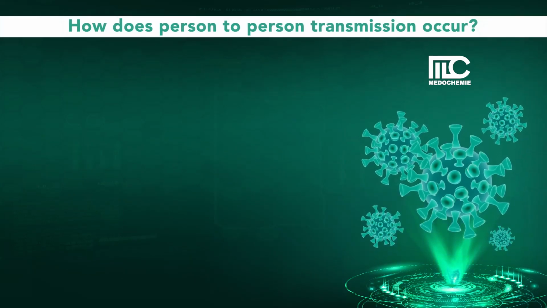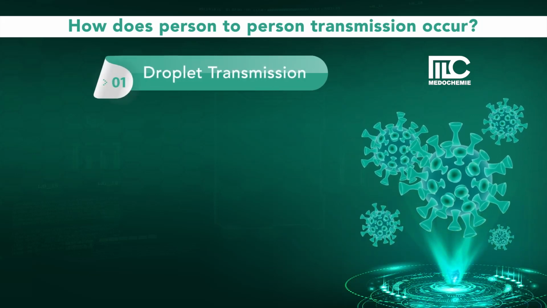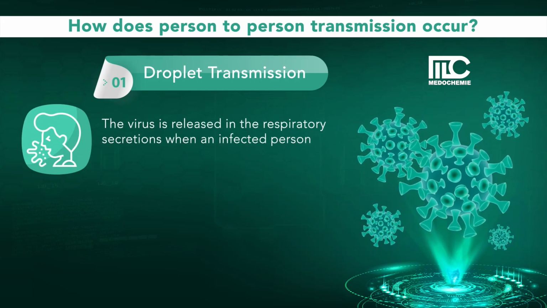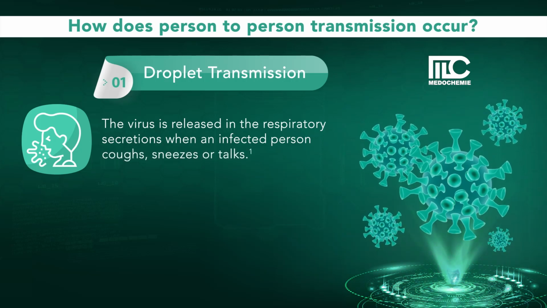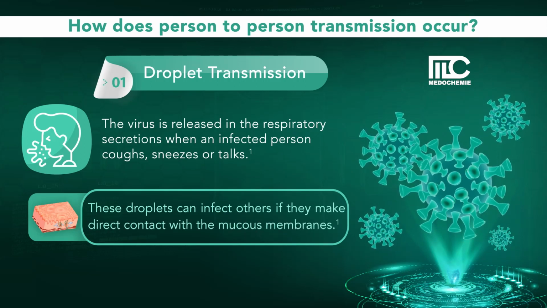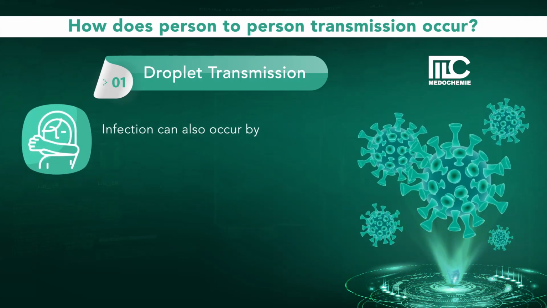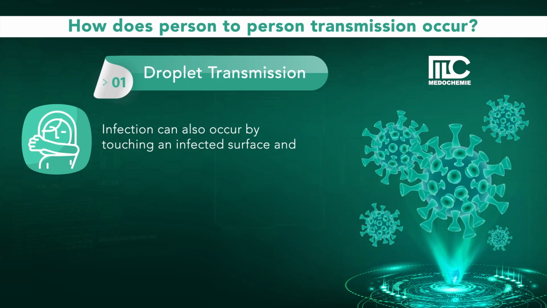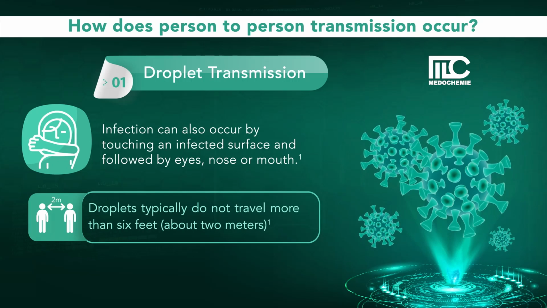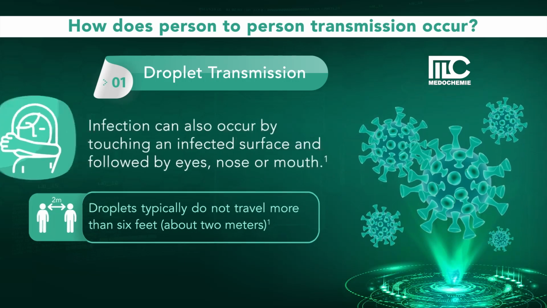How does person-to-person transmission occur? Mainly, it's droplet transmission. The virus is released in the respiratory secretion when an infected person coughs, sneezes, or talks. This droplet can infect others if they make direct contact with the mucous membrane. Infection can also occur by touching the infected surface and followed by eye, nose, or mouth. Droplets typically do not travel more than 6 feet, that's about 2 meters.